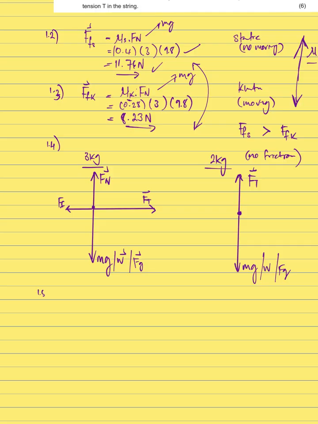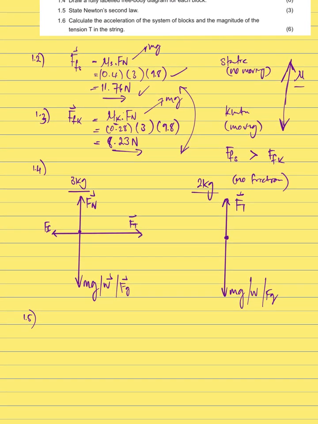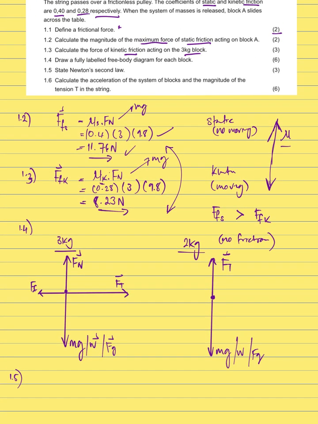All right, number 1.5 says, State Newton's second law. So you should know Newton's second law, that when a net force is applied to an object of a certain mass, it will accelerate in the direction of the net force. The acceleration is directly proportional to the net force and inversely proportional to the mass. So you must start with Newton's second law states that when a net force is applied to an object of mass, it accelerates in the direction of that net force, 1 mark. The acceleration is directly proportional to the net force, 1 mark, and inversely proportional to the mass, another mark. And look there. That's how you score 3 marks.